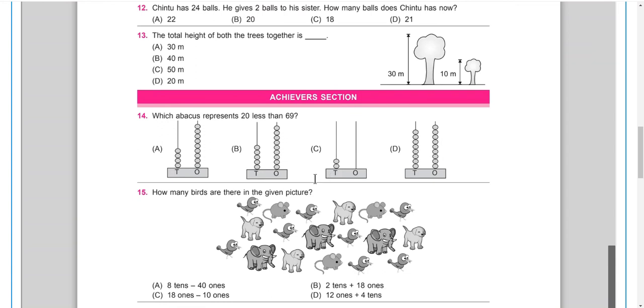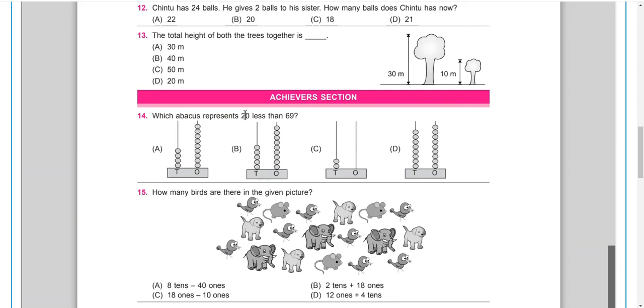Okay. So next we have another 2 questions which are the easiest questions. We have an abacus on place which represents 20 less than 69. In the abacus we have tens and ones. First of all we need to have a logic on place. Logic means what we need to do with this. So we should know how much is 20 less than 69.